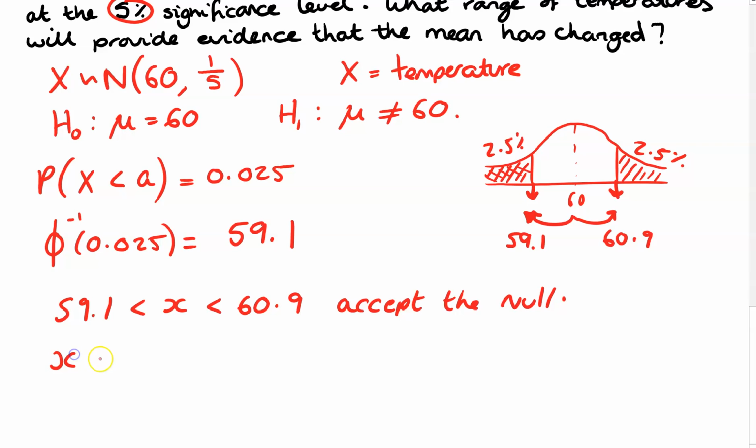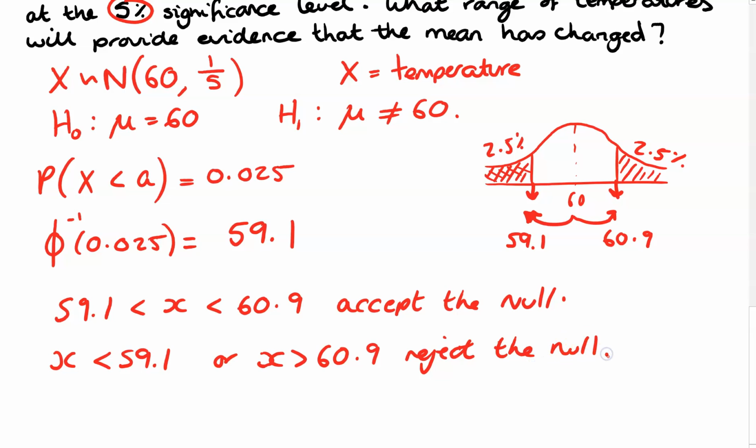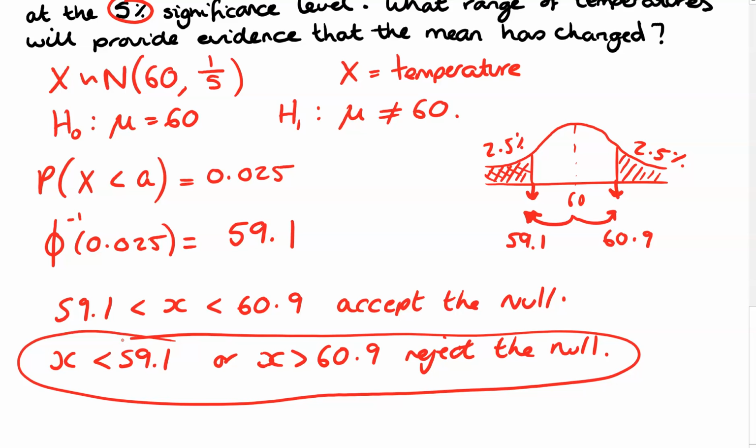So if x is less than 59.1 or x is greater than 60.9, we reject the null. There you go. So the question was, what range of temperatures will provide evidence that the mean has changed? And it would be those ones there.